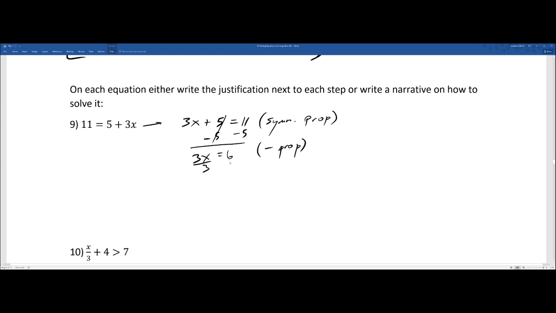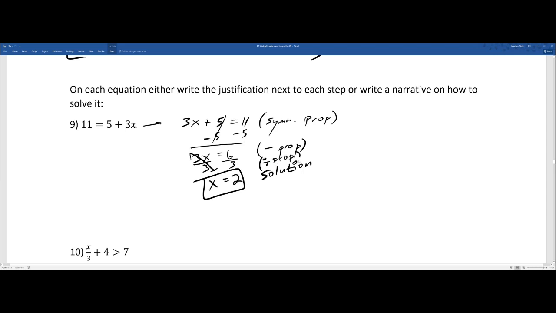Let's go ahead and use the division property, because how do you get rid of a multiplying 3? 3 divided by 3 is 1, and all you have left is 1x, and 6 divided by 3 is just 2. And that's the solution. Okay, and pardon me, I totally forgot my last property, division property.